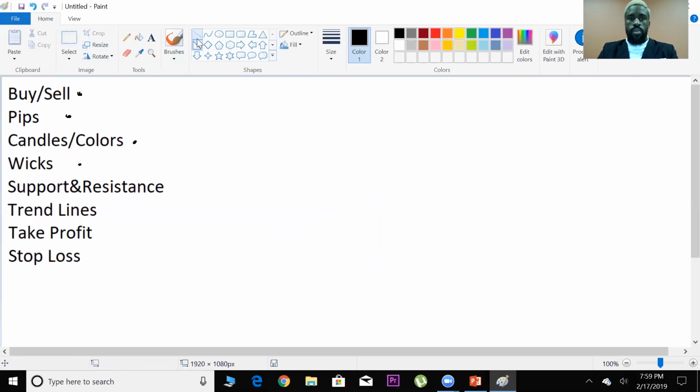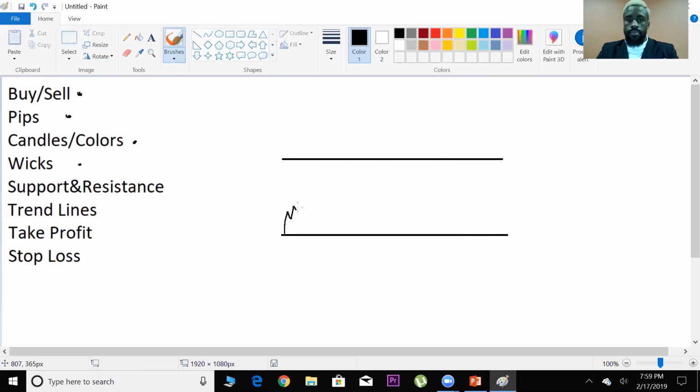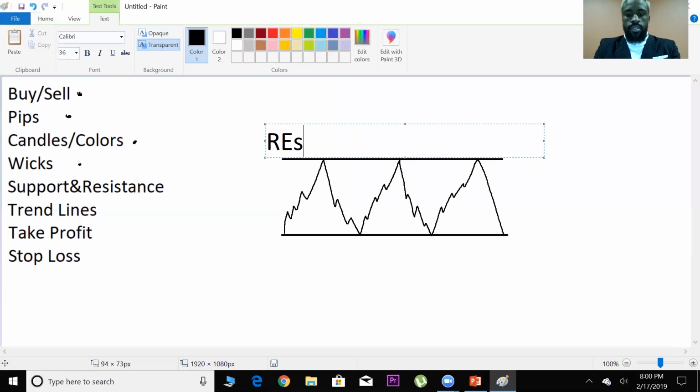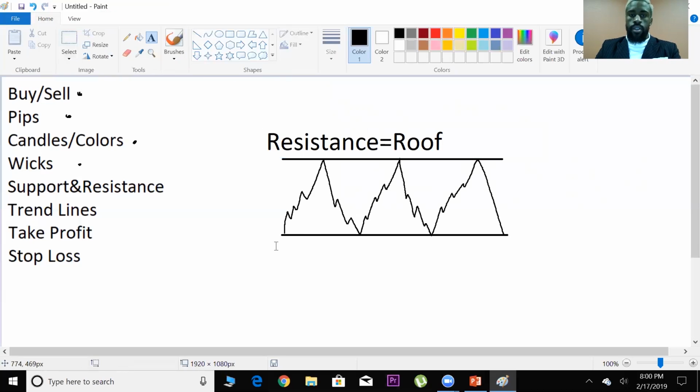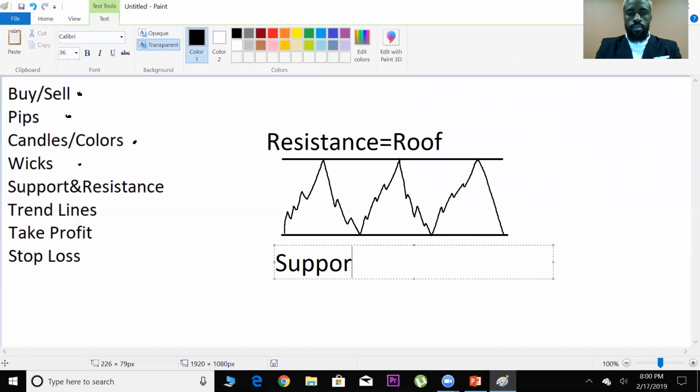So support and resistance. What is support and resistance? I'm going to show you guys soon. Inside the market, it goes all the way up and it goes down. That's what the market does. It repeats itself. So if you are a support and resistance trader, over here is the resistance. Resistance stands for the roof, in other words. And support stands for the floor.